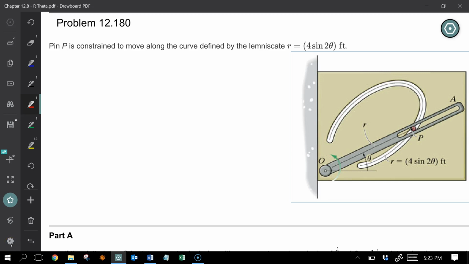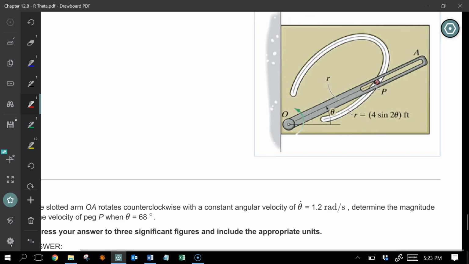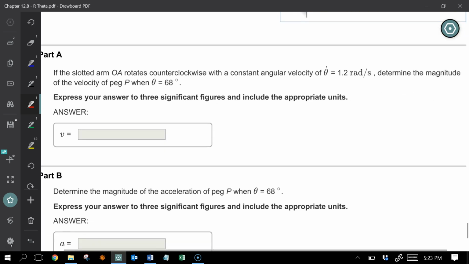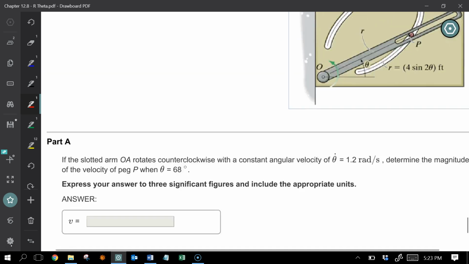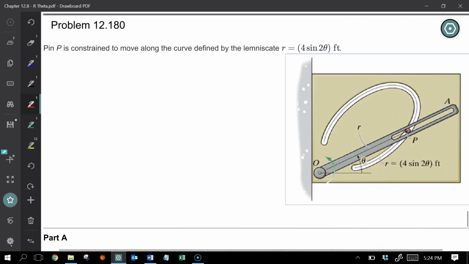Okay, this is a similar problem to what we did before, and they're asking for the magnitude of the velocity, and probably they're going to ask, determine the magnitude of acceleration. Okay, so in this particular case, let's see if we can do it.